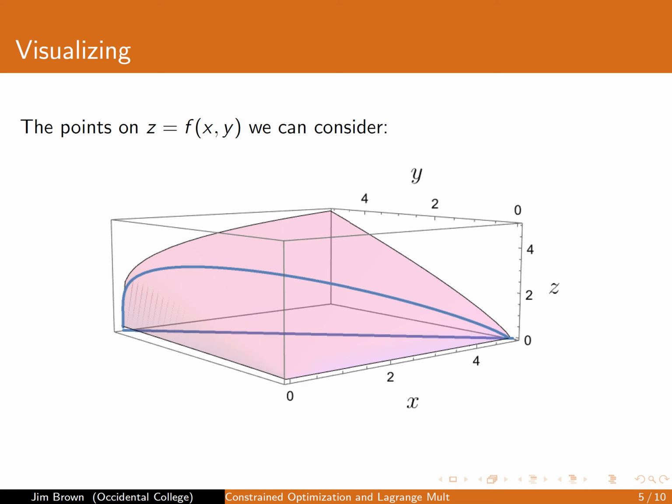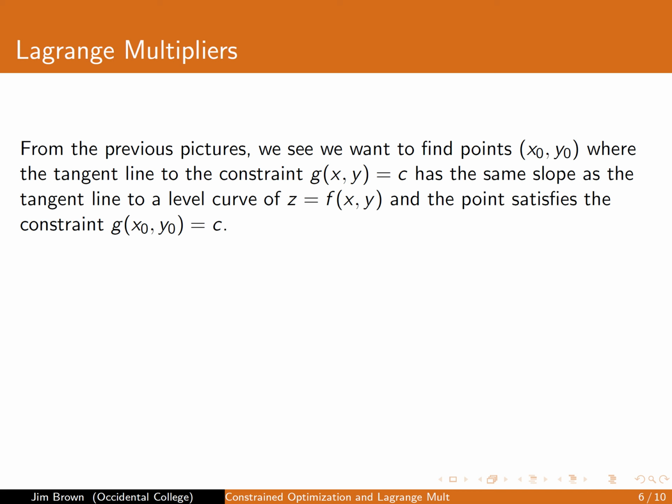Now let's figure out, how do we actually find those points? We want the points where those tangent lines are the same. So what I just said is we want the tangent line to the constraint to have the same slope as the tangent line to the level curve. But the point also has to be on the constraint.